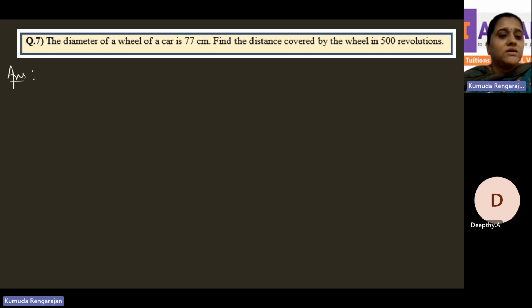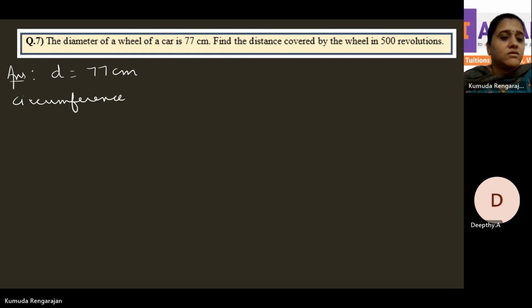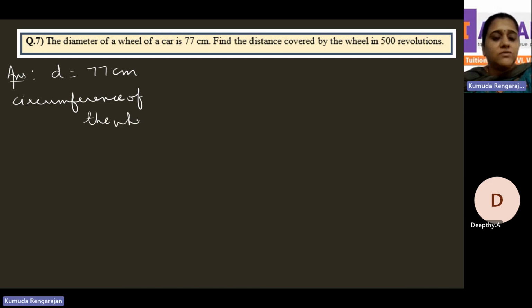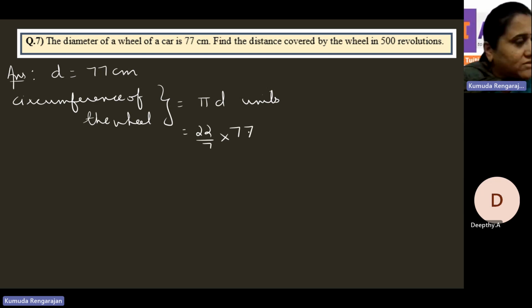So let's do that. Diameter is given to be 77 centimeters. Circumference of the wheel is equal to pi d units. Very good. So that is equal to 22 by 7 into d, which is 77. See, if diameter is given, use the formula pi d. If radius is given, use 2 pi r for finding circumference.